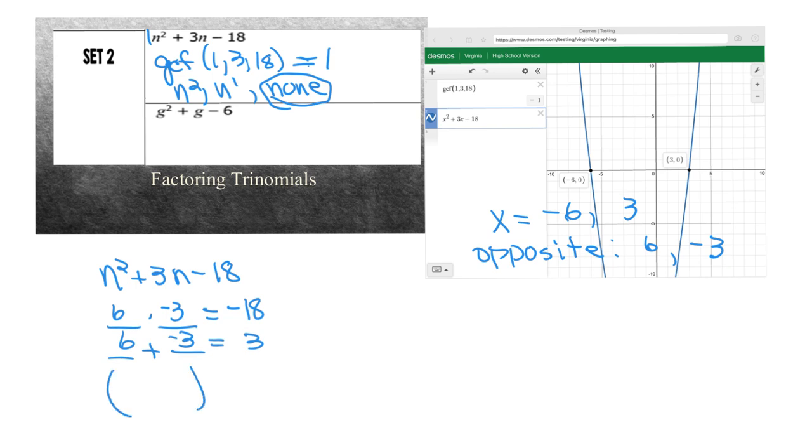Once I find the two numbers, I'm ready to factor. It is an n squared, so my first term is going to be n times n. My terms in the parentheses, I have a positive 6, so it's going to be a plus 6. And I have a negative 3. Therefore, that is minus 3.